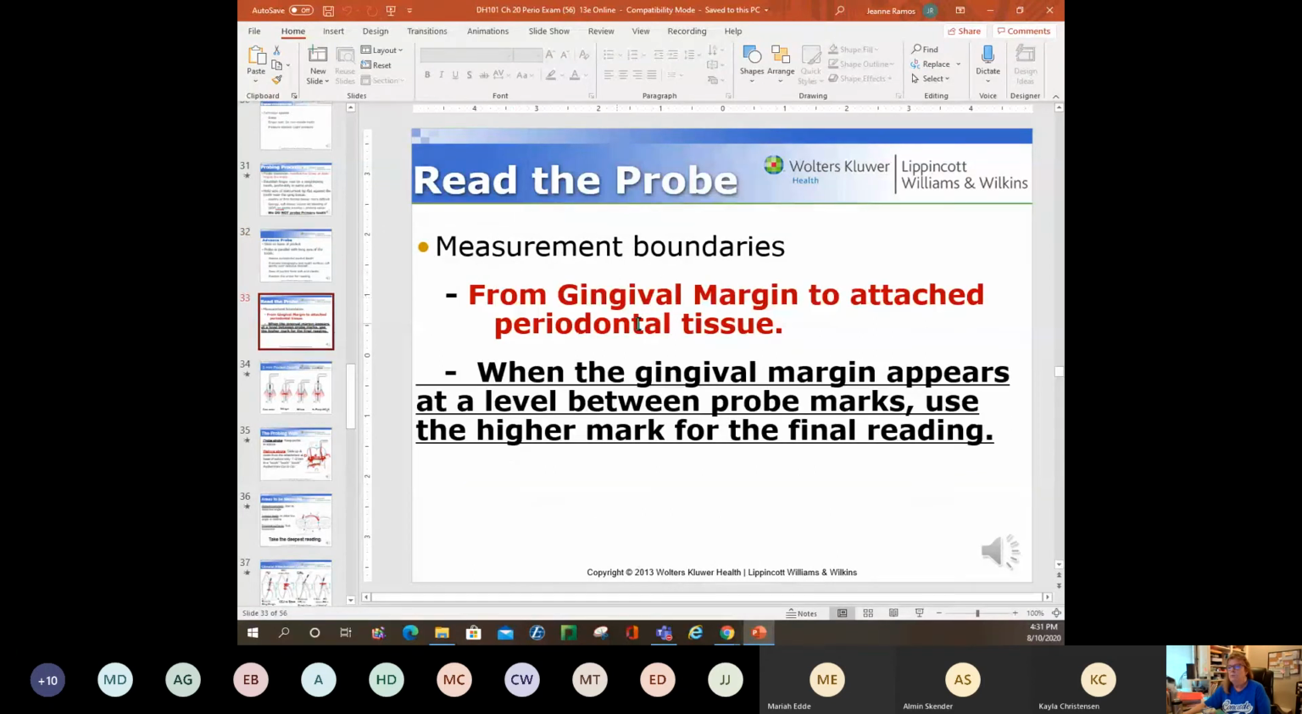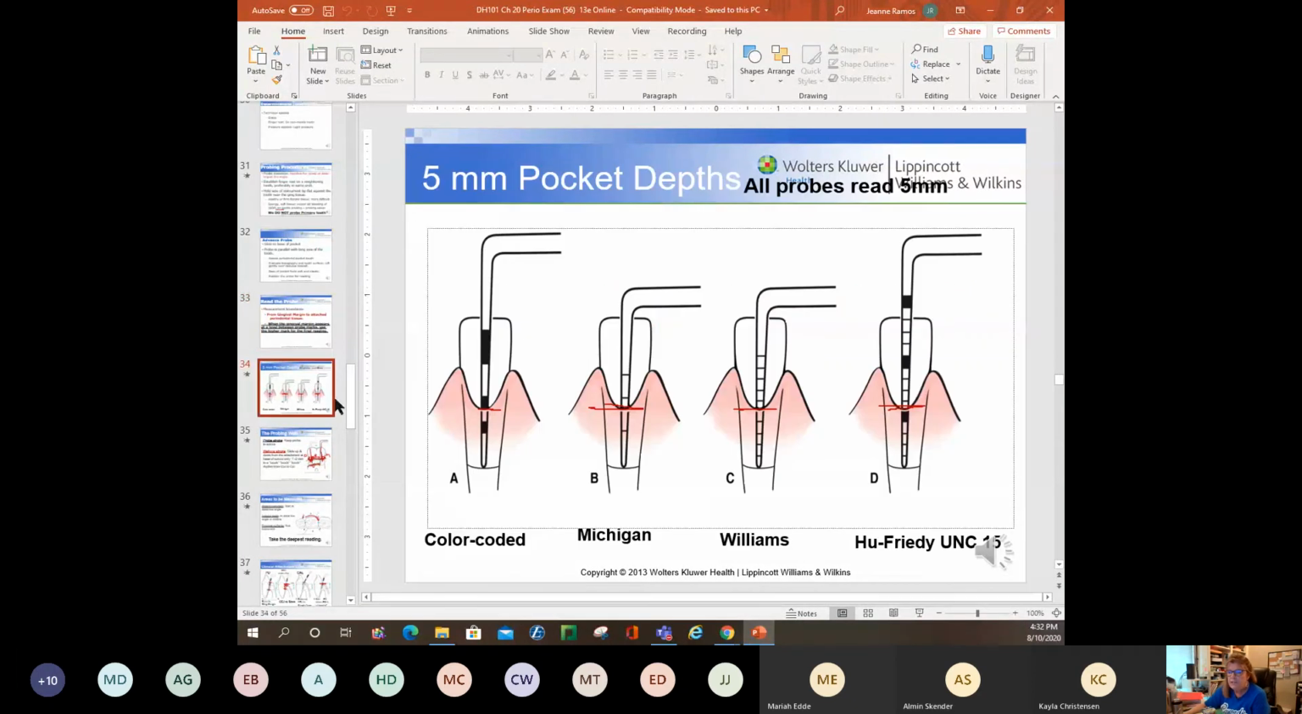So from the gingival margin to the attached periodontal tissue, when the gingival margin appears at a level between the probe marks, use the higher mark, like she was saying in there. Here is going to be all 5 mm pockets using different probes. This would be color-coded. This is the Michigan probe, which doesn't have any black on it at all. It's just plain. The Williams probe and the Hu-Friedy probe.